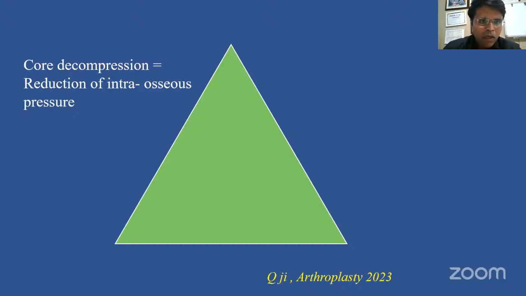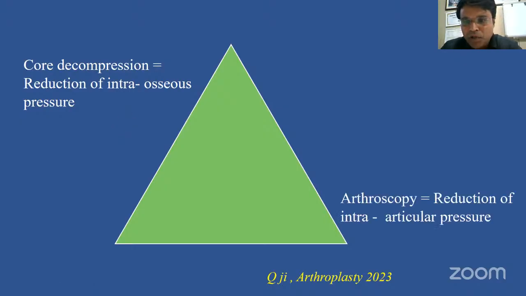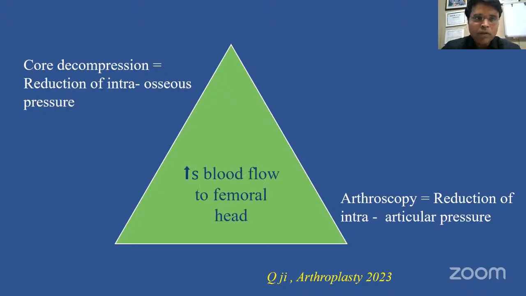Now, here is an interesting concept published in 2023, again from China, in the Journal of Arthroplasty. The basic principle of core decompression is to reduce the intraosseous pressure. But they mentioned that after doing hip arthroscopy, it also reduces the intra-articular pressure. Even though there are no parameters to assess this reduction, it makes sense and looks quite logical, because we put in a scope and debride the joint. It acts as a kind of tamponade effect, reducing the intra-articular pressure. Both intraosseous and intra-articular pressure reduction in turn increase the blood flow. That was their observation.